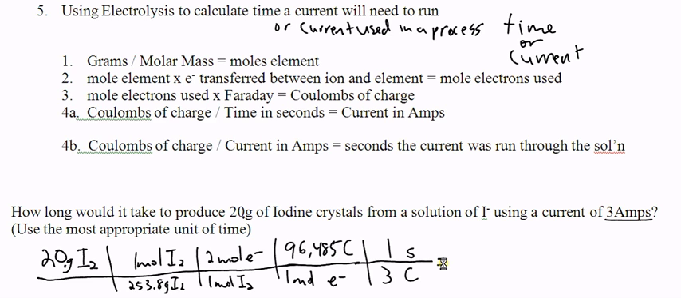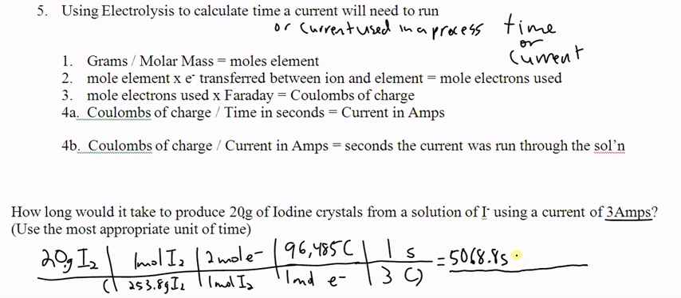Looks like the result on this is going to be 20 times 1 times 2 times 96,485 times 1. And then I'm going to divide that by the quantity. So got to remember, put this bottom information in parentheses. 253.8 times 1 times 1 times 3. Get that all set together. So it looks like 5,068.8 seconds, which really would be adjusted more to like 5,100 seconds.